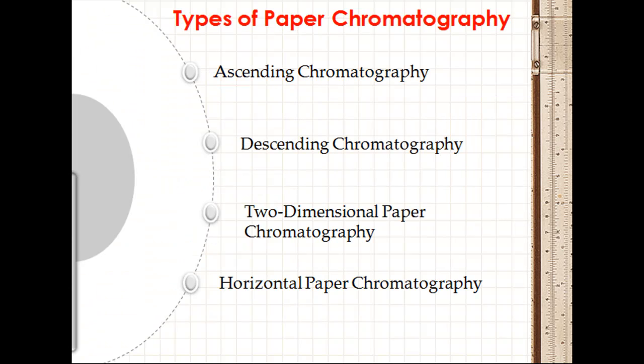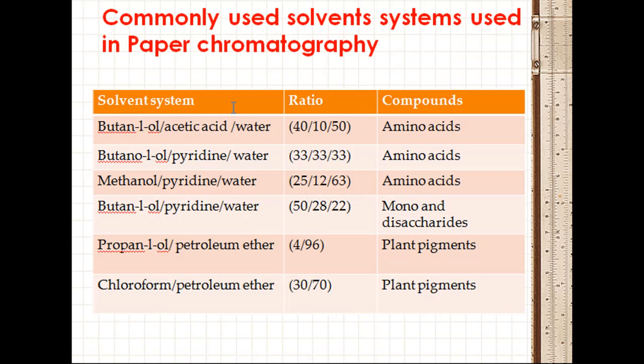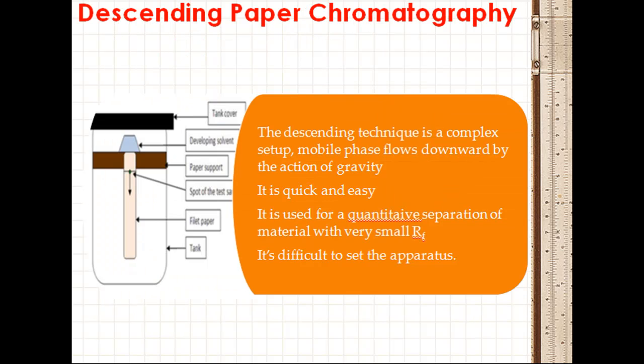These are the types of paper chromatography: ascending chromatography, descending chromatography, two-dimensional paper chromatography, and horizontal paper chromatography. These are commonly used solvents for the separation of compounds like amino acids, carbohydrates, and plant pigments. Descending paper chromatography: solvent travels downwards on the paper and is assisted by gravity besides capillary action. The solvent reservoir is at the top.